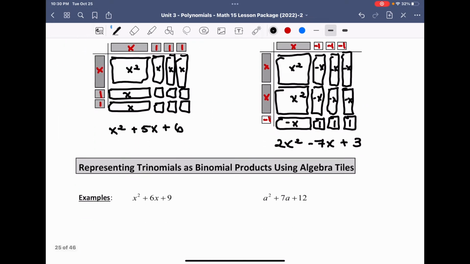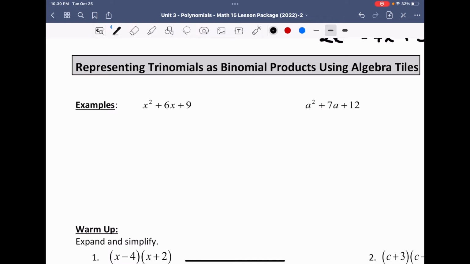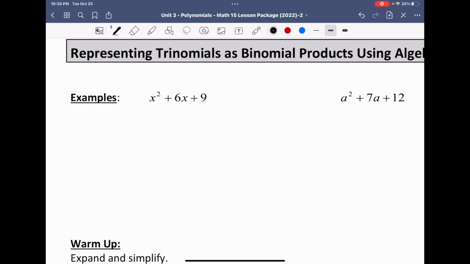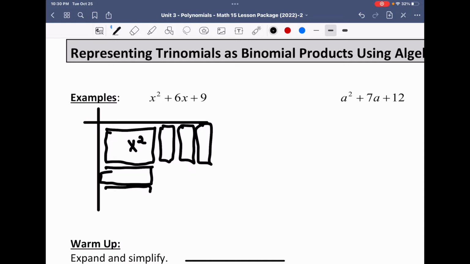All right, so now, having represented these as a binomial times binomial with algebra tiles, we're going to take something that's a trinomial now and work backwards. So if I draw this out, according to what I've been given, 1x squared, and I've been given 6 x terms. So I'm going to draw 3 rectangles, 3 to the right, 3 below.